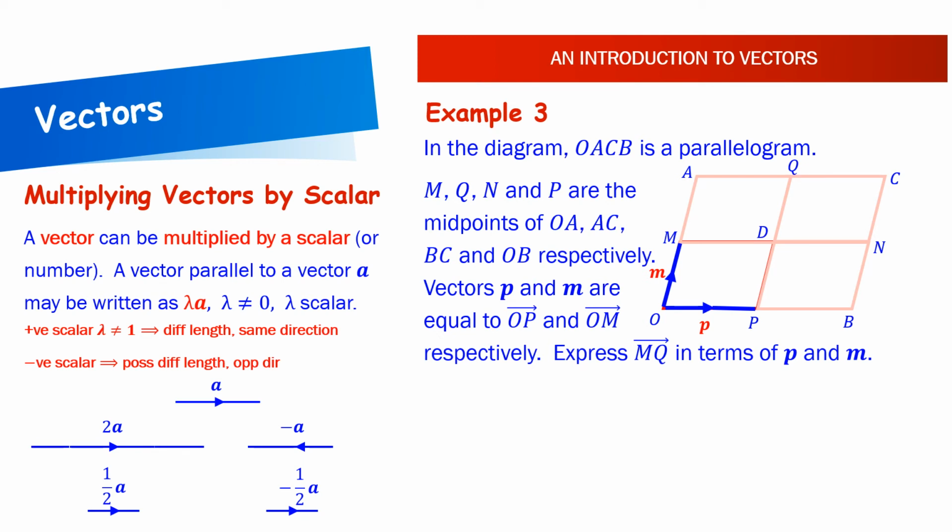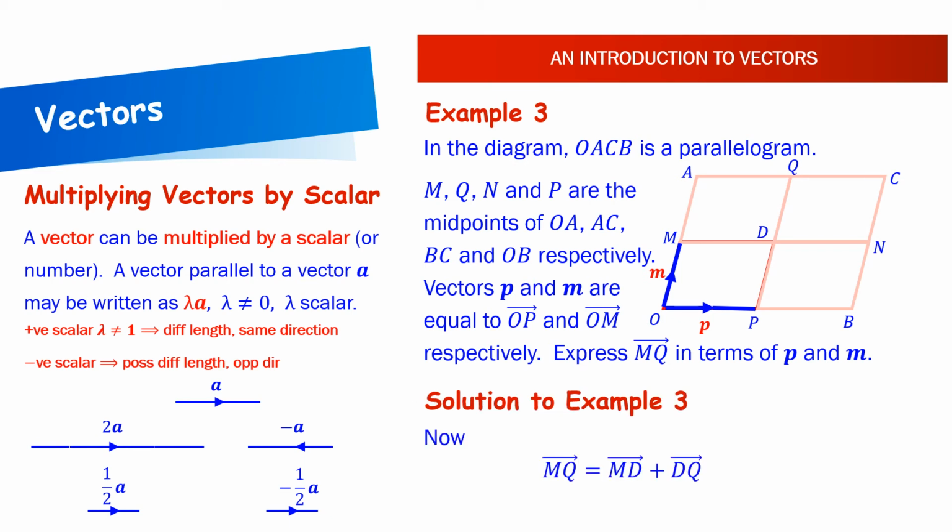So in the diagram, OACB is a parallelogram. M, Q, N and P are the midpoints of OA, AC, BC and OB respectively. Vectors p and m are equal to OP and OM respectively. We are required to express MQ in terms of p and m. So let's solve this.